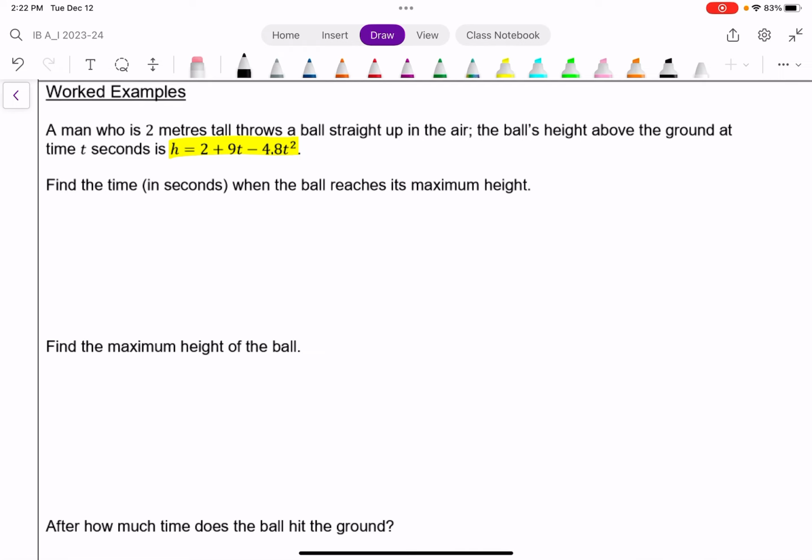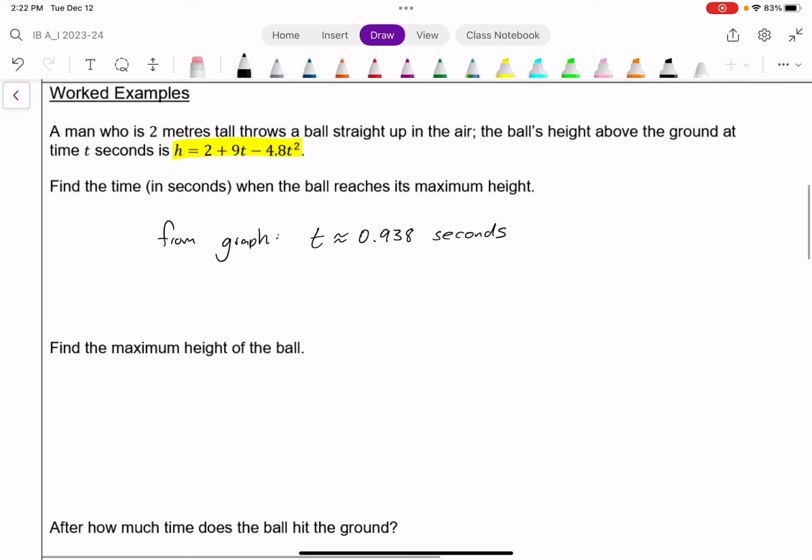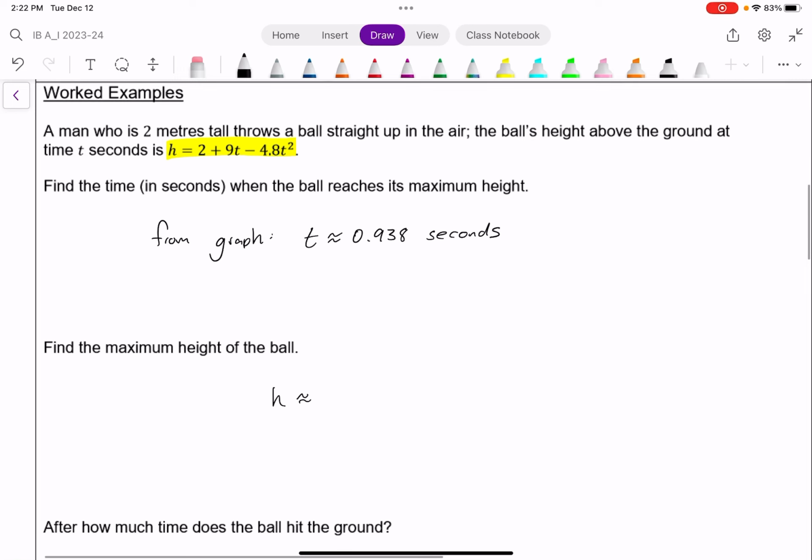And again, this is from the graph for all of this actually. So the time is approximately 0.938 seconds. And from the graph, the height is approximately 6.22 meters. So I'm just putting everything to 3 significant figures.